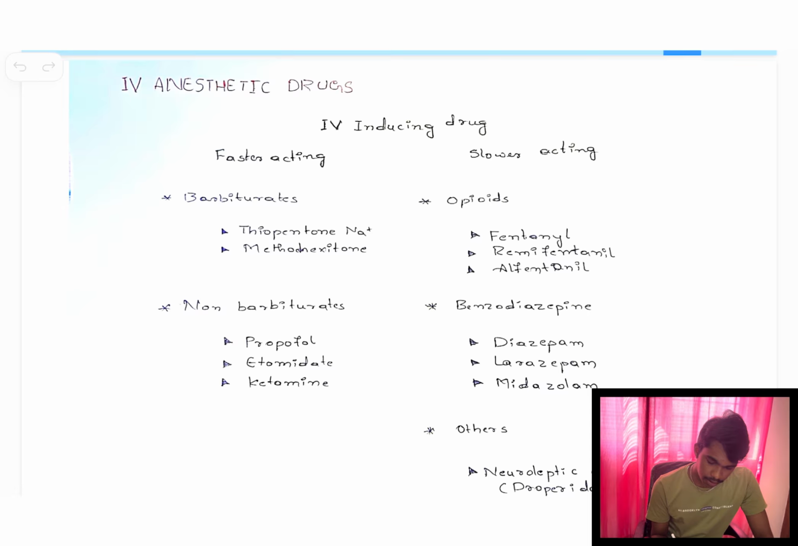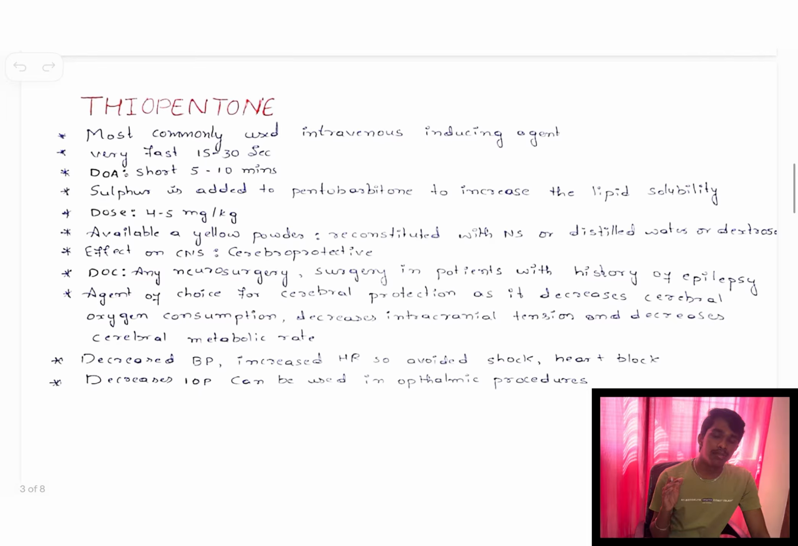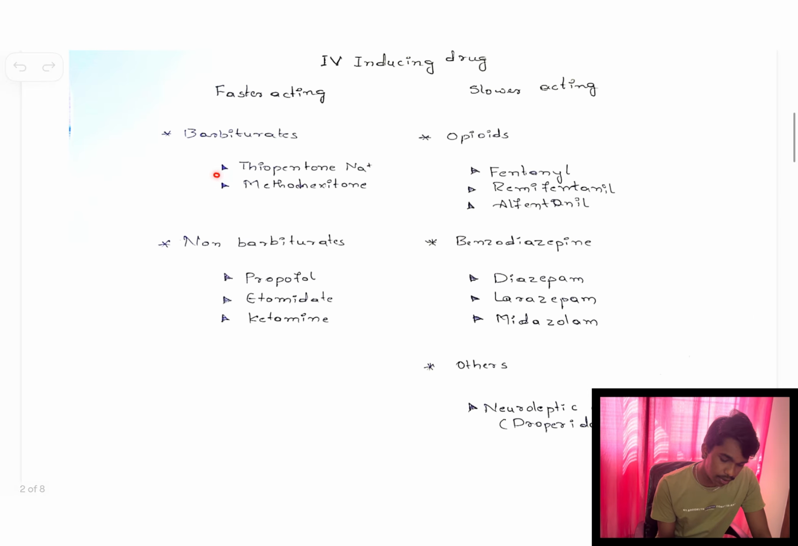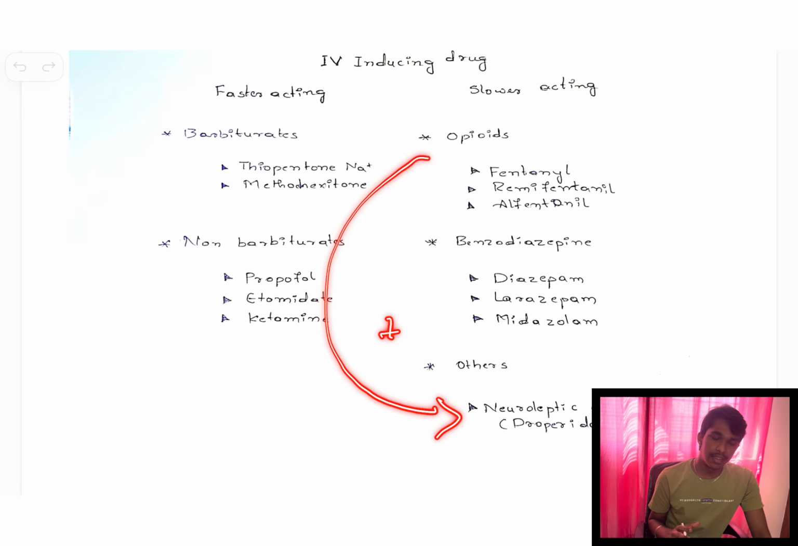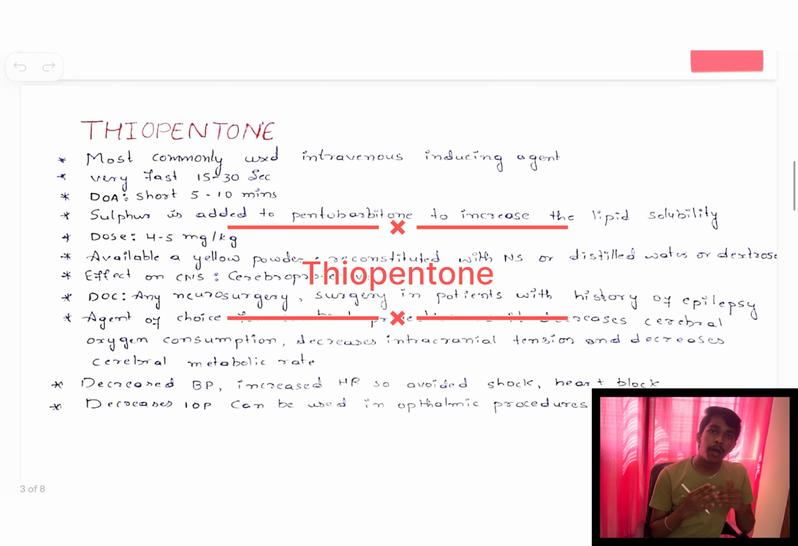In other drugs, we will read about neuroleptic agents in the upcoming minutes. Next we are going to study the major ones, in order. Firstly we will study thiopentone, propofol, ketamine, and then opioids and benzodiazepines. Also, in the opioids I have added the neuroleptic agent. Now, thiopentone. There is an order to write this.